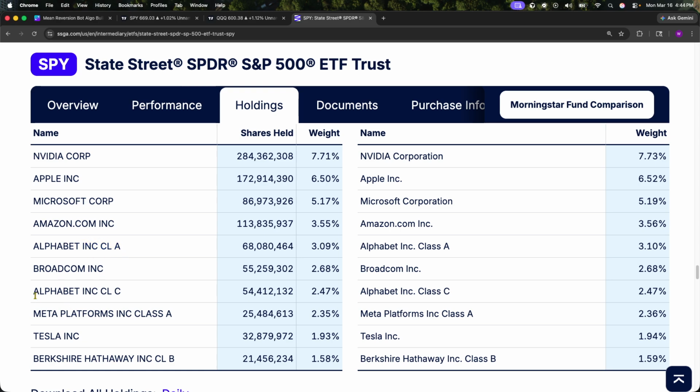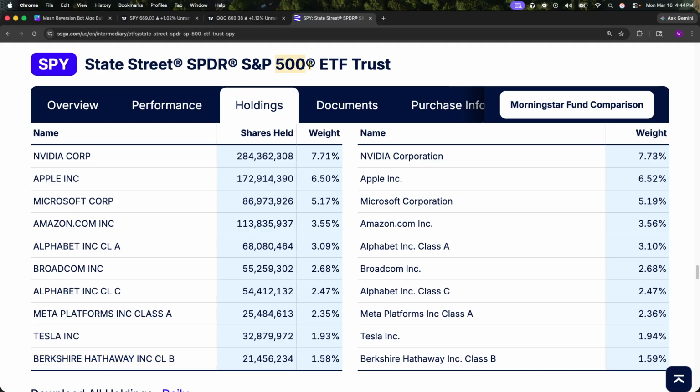This is Broadcom. This is YouTube. How ironic. This is Facebook. I would never call you Meta. This is Tesla, and then we have Berkshire Hathaway Real Estate, or Warren Buffett. So these are just some of the holdings within the S&P 500.